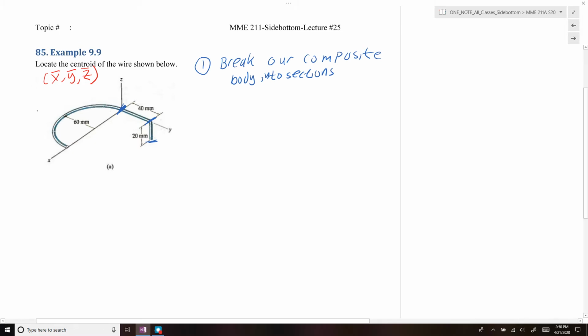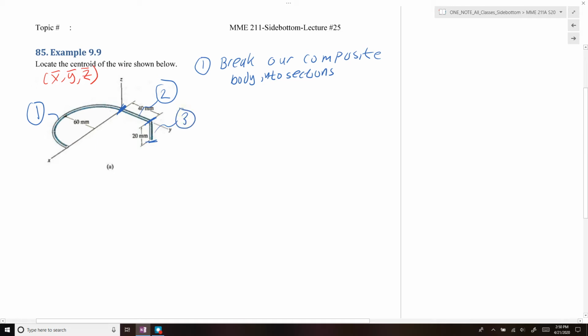So I'm going to label those three sections. Section 1 is the curved section. The section that goes along the y-axis I'll call section 2, and the one that goes along the z-axis that's offset a little bit is going to be section 3.